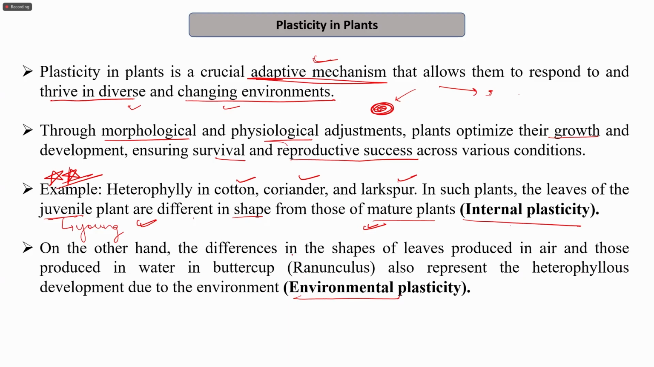On the other hand, there are differences in the shape of leaves produced in air and those produced in water in buttercup. So if I talk about the plant Ranunculus, which is buttercup, the leaves which are above the water are different than the leaves which are produced in water. And this also presents heterophyllous development due to the environment. So this is environmental plasticity.